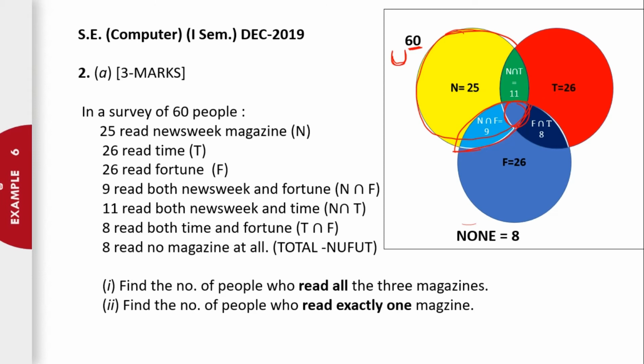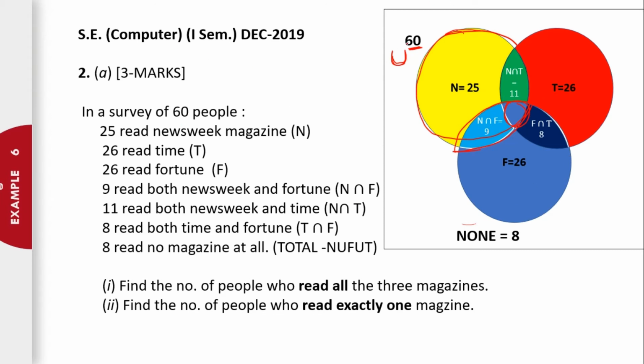We'll just write short form for Newsweek magazine as N, for Time as T, and for Fortune as F. The given data is 11 read both Newsweek and Time, 8 read both Time and Fortune, 8 read no magazine at all. So we will just draw the Venn diagram based on this data. Total 60 people are there in a survey.